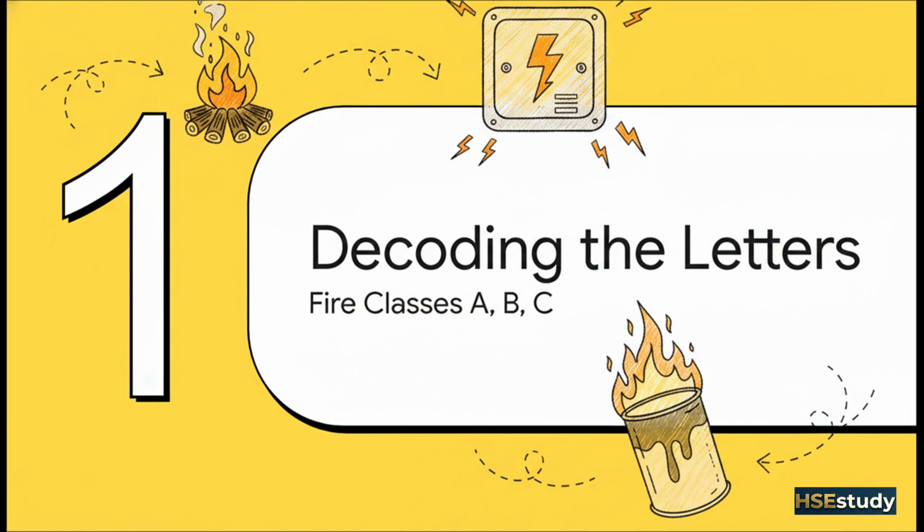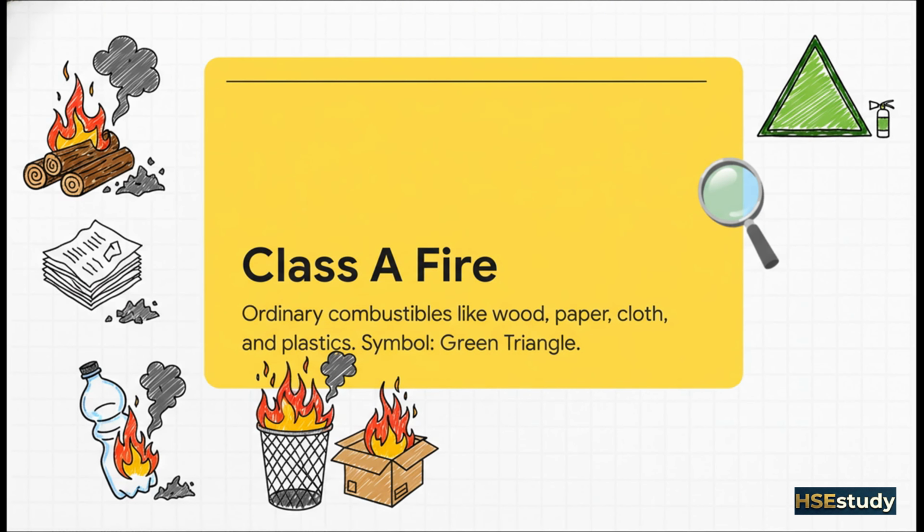The very first part of this code is the letters. Think of them as the language of the fire. These letters, A, B, and C, tell you exactly what type of fire the extinguisher is built to handle. Get this part wrong, and nothing else matters. First up, we've got Class A. Here's a simple way to remember it. A is for ash. Anything that burns and leaves an ash, like wood, paper, cloth, even most plastics, falls into this category. This is your typical trash can or office fire.